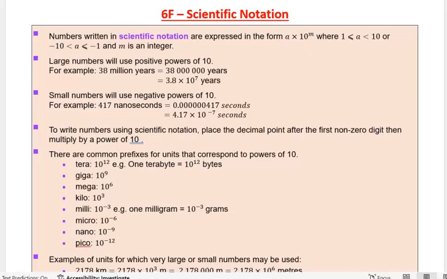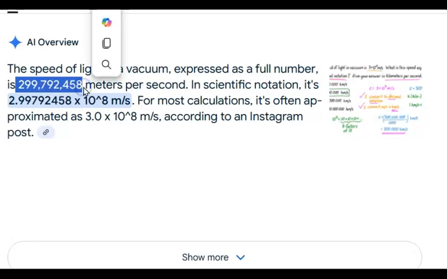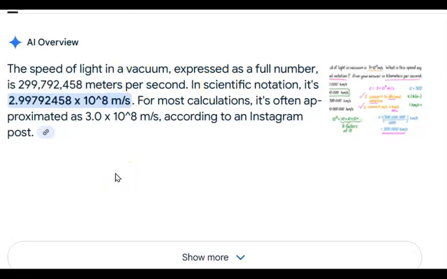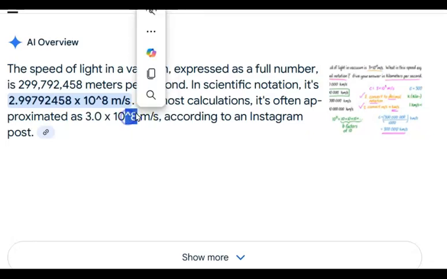Okay, we're going to talk about scientific notation and using powers of 10 to express really, really big or really, really small numbers. And I want to start out with the speed of light. The speed of light in a vacuum is expressed as 299,700,000. So it's basically, if we're going to round it, 300 million meters per second. I wouldn't remember that, but I do remember that it's 3 times 10 to the eighth. That means power of 8 meters per second.